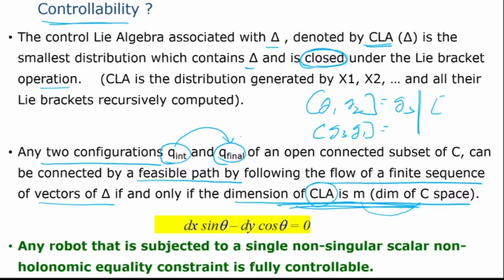Now, as a corollary of this, any robot that is subjected to a single non-singular scalar non-holonomic equality constraint is fully controllable. Now, if you remember, this is the car. The car is subjected to this constraint, and this is a single non-singular scalar non-holonomic equality constraint. Hence a car is fully controllable.